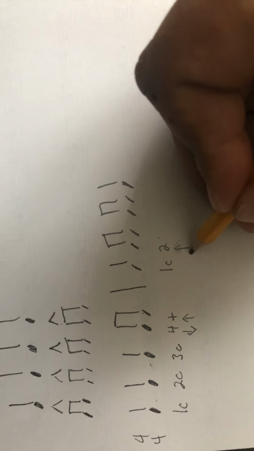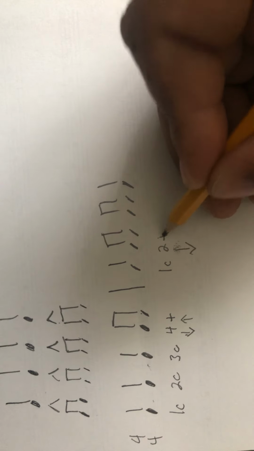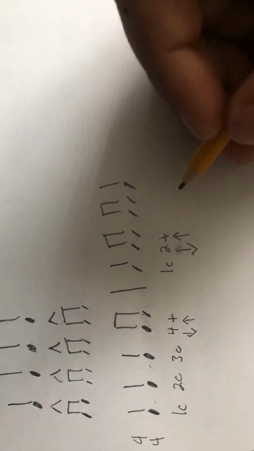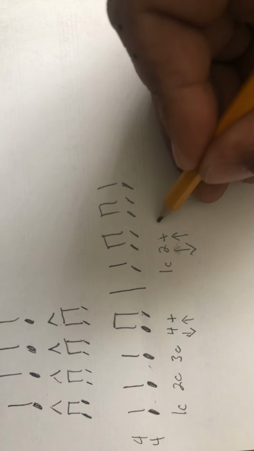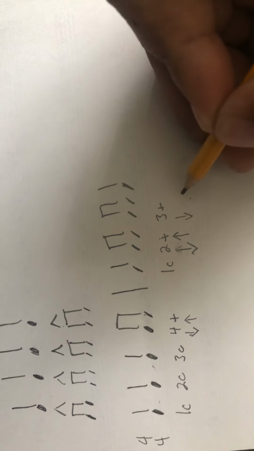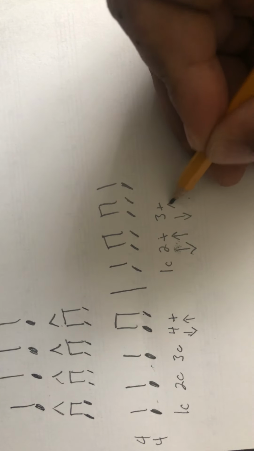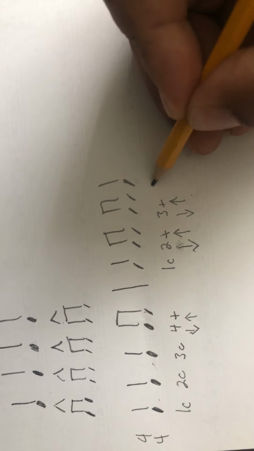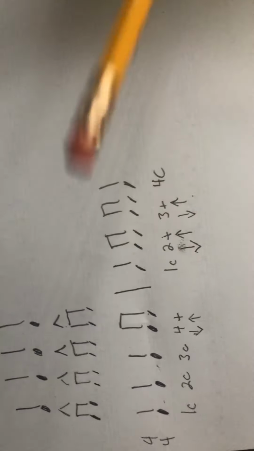Next one is on the and of 2, and the ands are always the upbeat. The downbeat always comes first. The upbeat comes second. This one is on 3, the downbeat of 3, and then the next one is on the and, or the upbeat, of 3, excuse me. And then 4 has a quarter note, which takes up the entire beat.